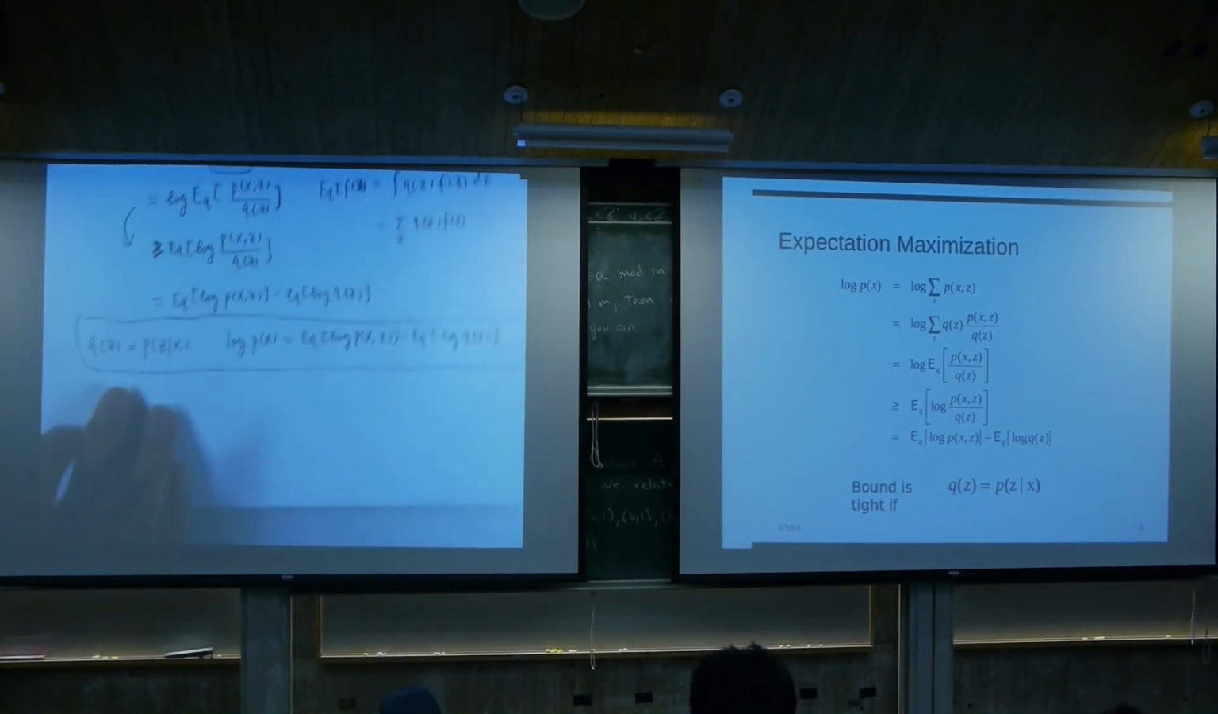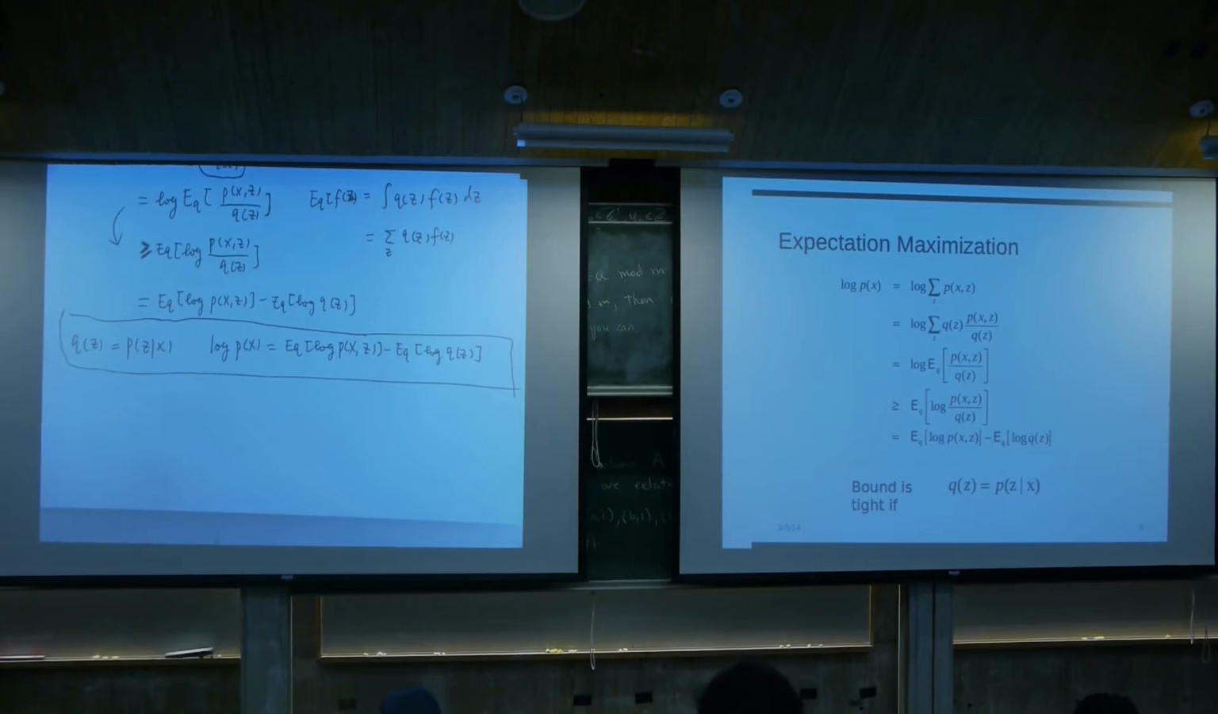So here we reach the conclusion of the EM algorithm. If we choose the distribution q(z) as the posterior of z given x, the log likelihood of x is the same as the lower bound. So in this case, we can operate over this lower bound, and all the process will be the same, because these two guys are equal to each other.